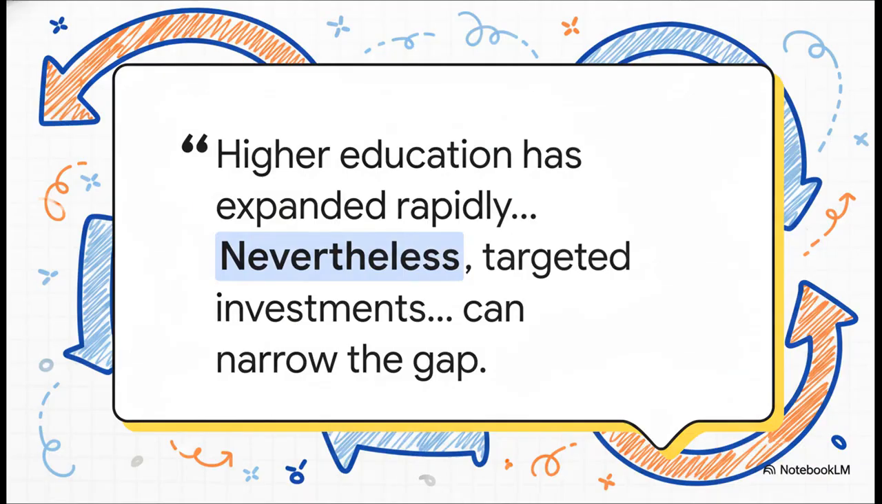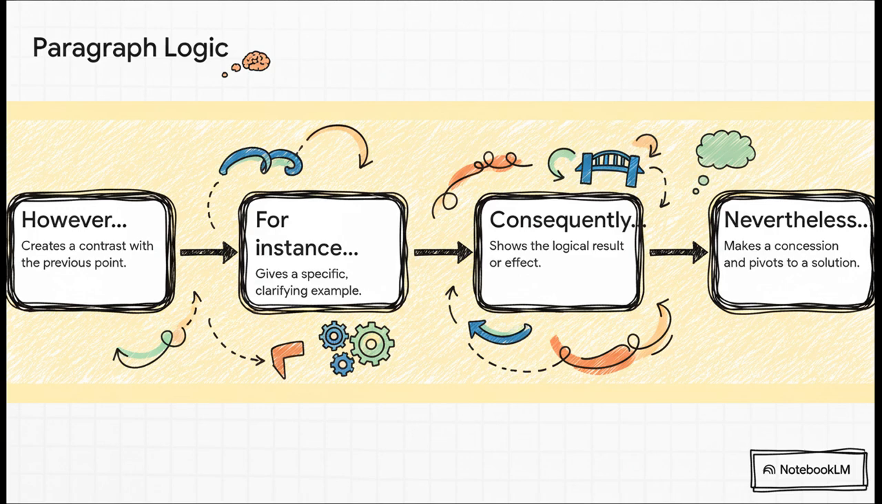First, just take a second to read through this. Feel that flow? See how it moves from a general statement to a problem, then an example, then a consequence, and finally a solution? It's just seamless. And that is all thanks to some very carefully chosen transition words. So let's break down that logic.